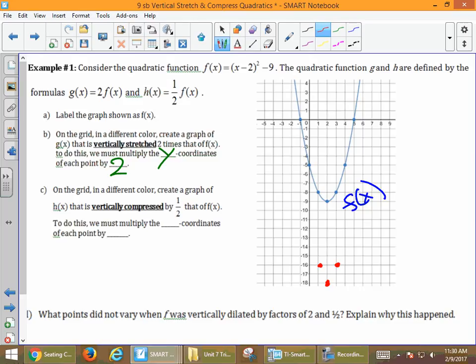So 0, -5. What is going to be the ordered pair for the point that corresponds with 0, -5? Tiffany? 0, -10. And then 4, -5. What would be the ordered pair for 4, -5? Correct. 4, -10.